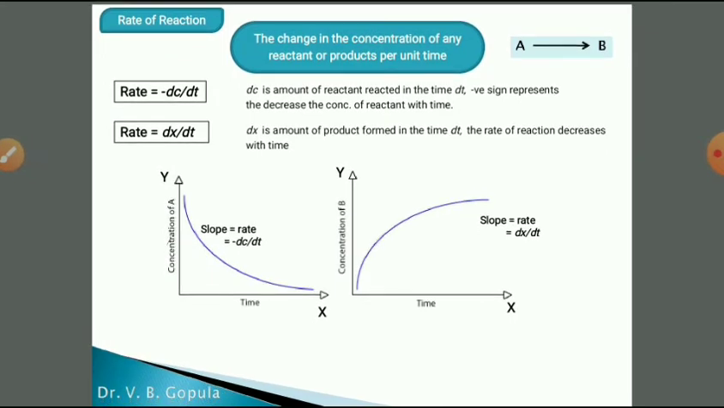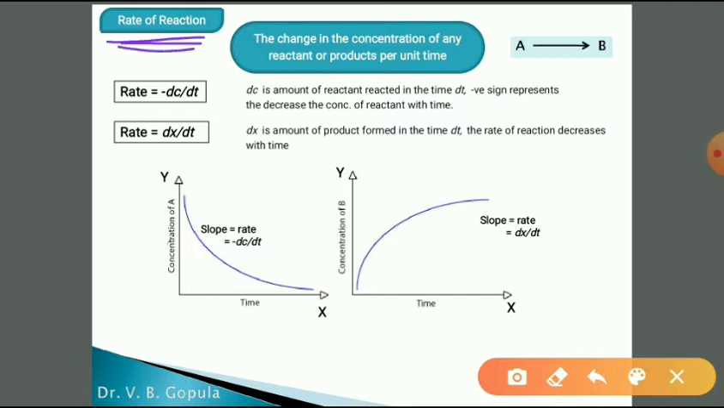Now the rate of reaction. The rate of reaction is nothing but the change in the concentration of any reactant or product with respect to time. That means the rate is the change in the concentration of a reactant or product with respect to time. If you take an example, the reaction where the starting material A gives the product B, this is a general reaction.